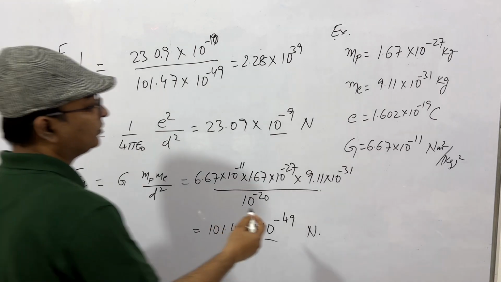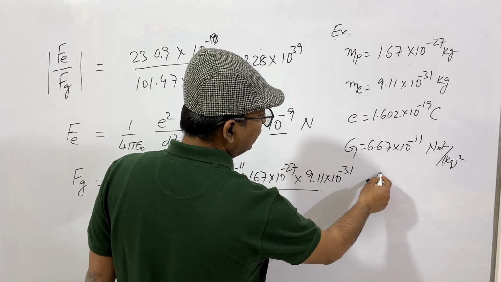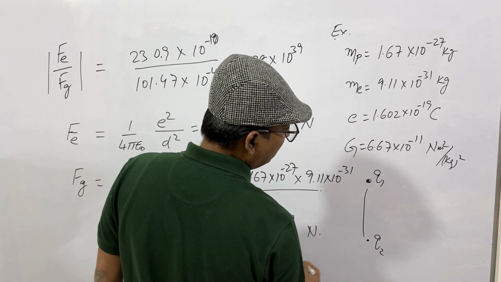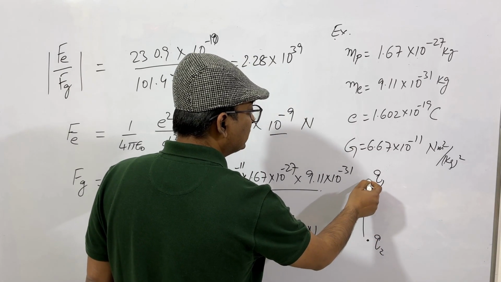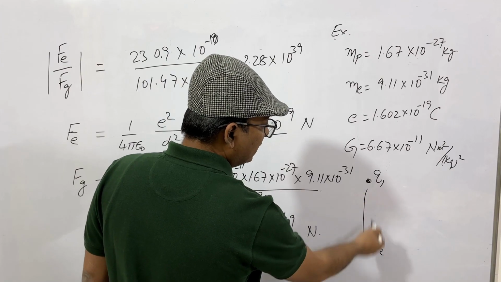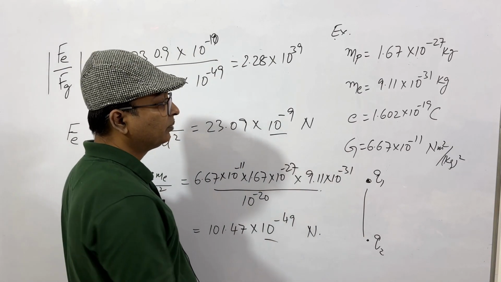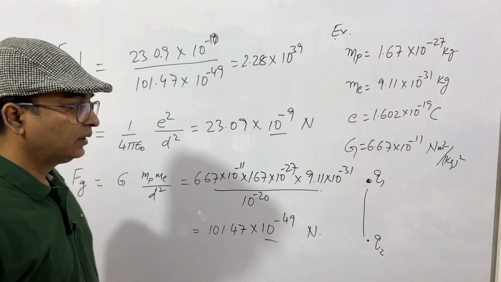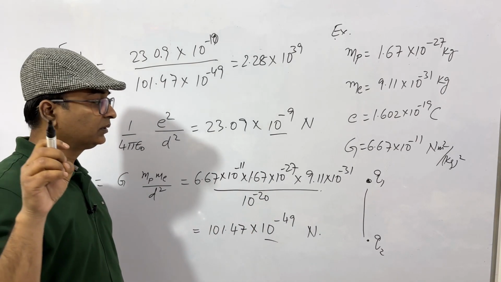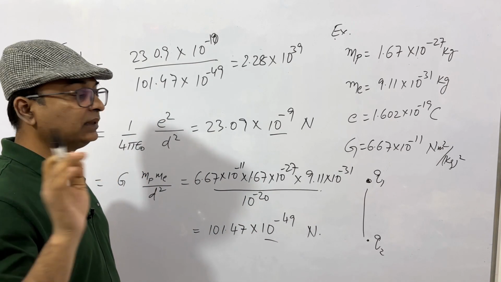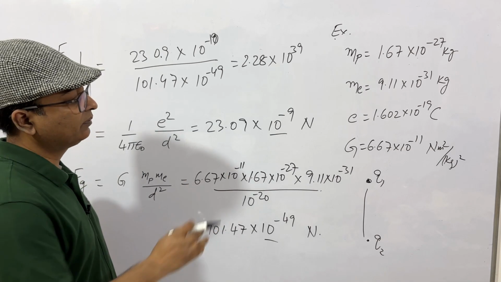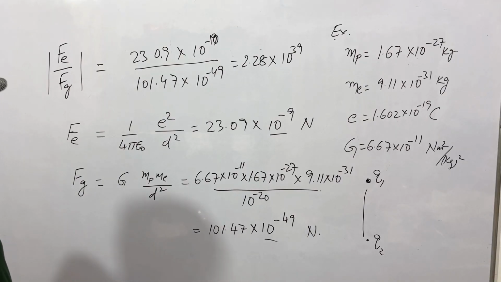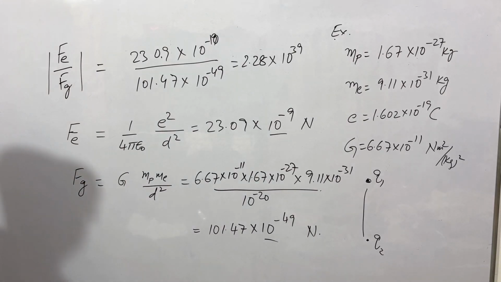So if we are talking of this Q1 and below it we have Q2, and I ask you what is the force experienced by 1 due to 2, there will be gravitational force also, but that will be so inferior to the electrostatic force that it is negligible in comparison. So you will have to consider only the electrostatic force. You will just ignore the gravitational force of attraction between the two charges.